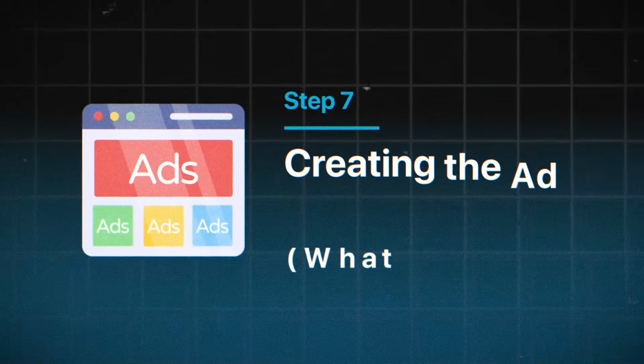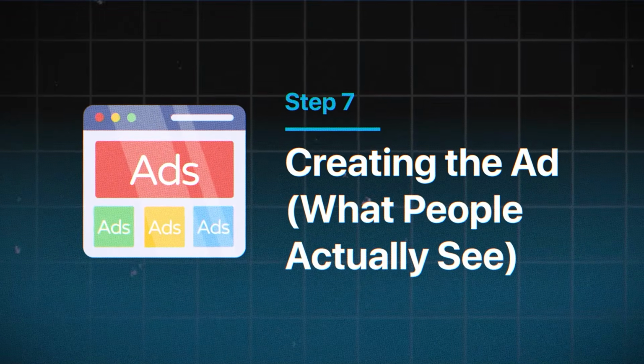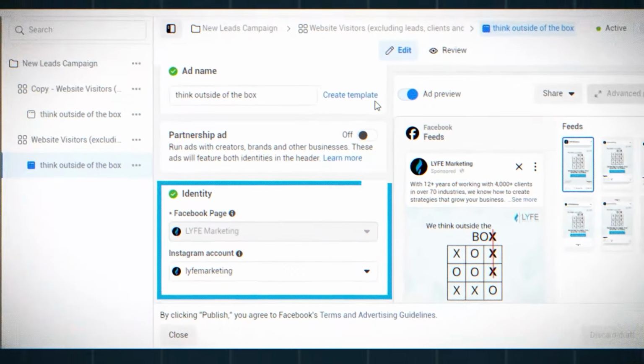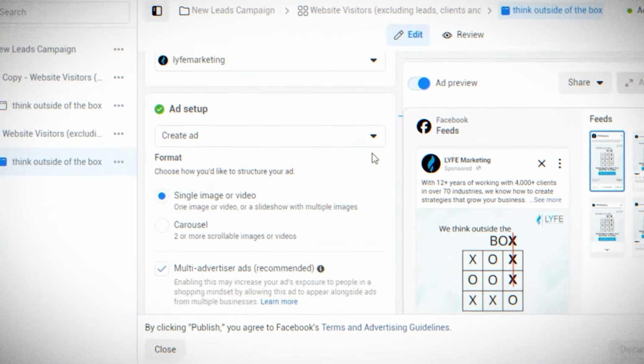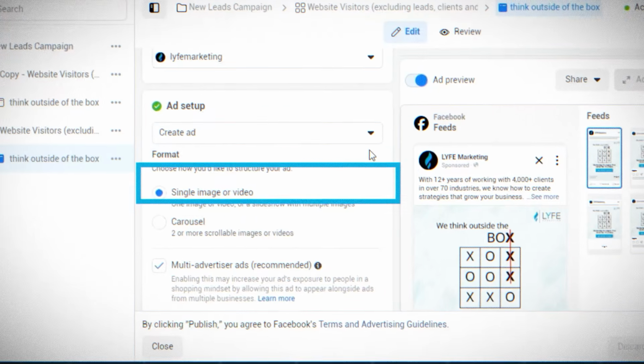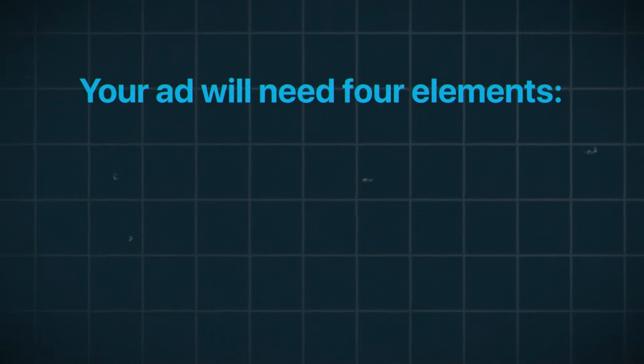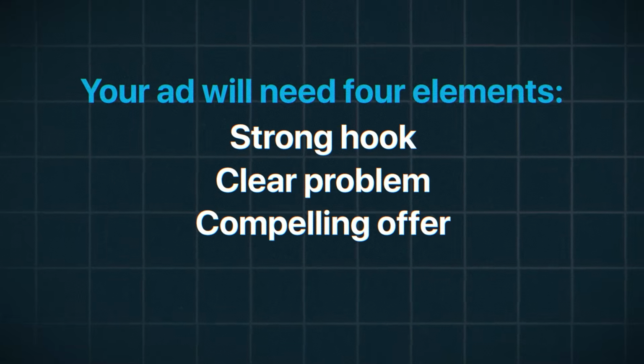So step 7, creating the ad, what people actually see. At the ad level, make sure your Facebook page and Instagram account are selected, and then select create ad and choose either a single image or video. If you're a beginner, start with a strong image. It's faster to test and easier to produce. Either way, your ad will need 4 elements: a strong hook, a clear problem, a compelling offer, and a direct call to action.